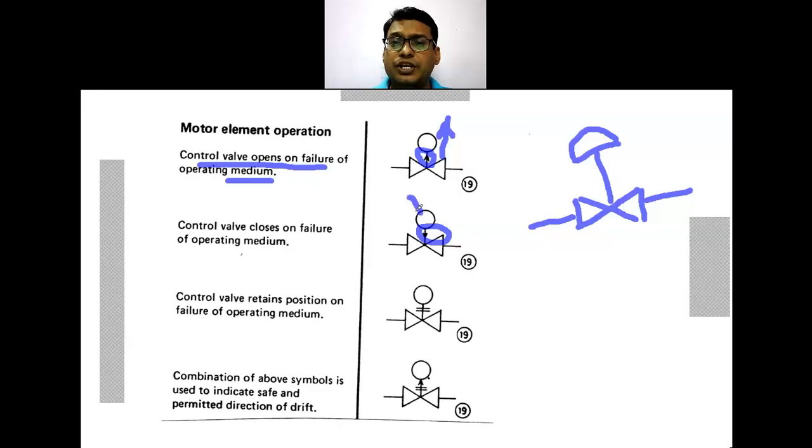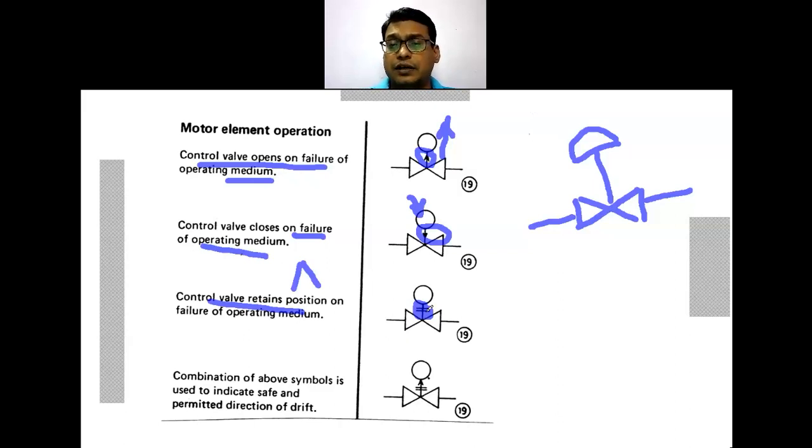There is also the control valve that gets closed on failure of the operating medium. Operating medium means your air, which is going to operate the control valve. Then on failure of the air, the control valve retains its position. It will remain as it is. It will neither open nor close. Whatever the last condition of that control valve is, the same will be retained if the air fails.